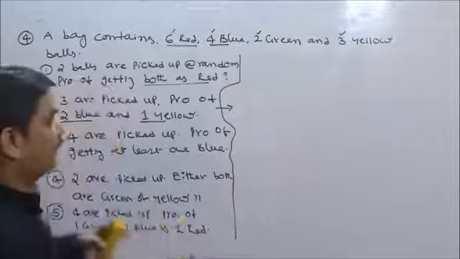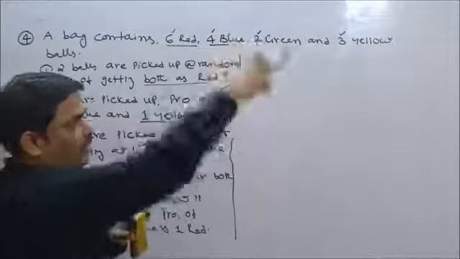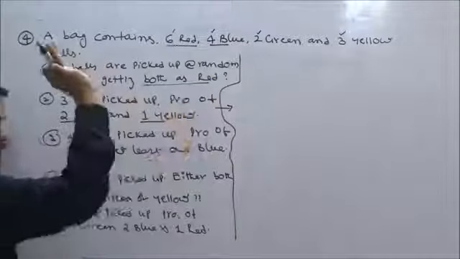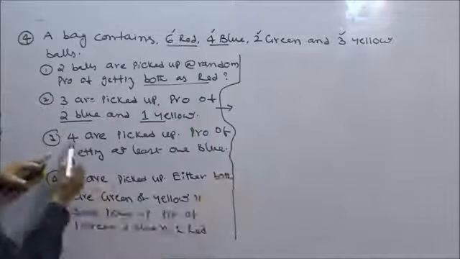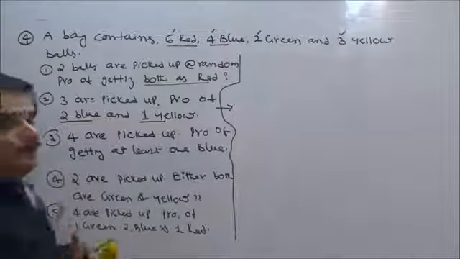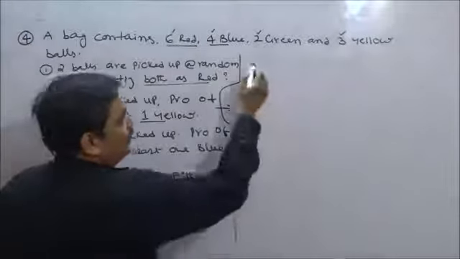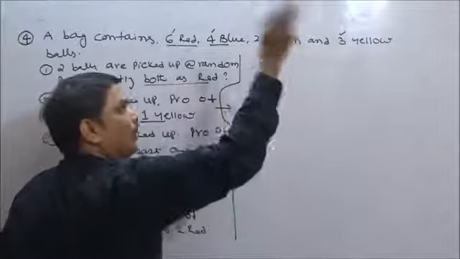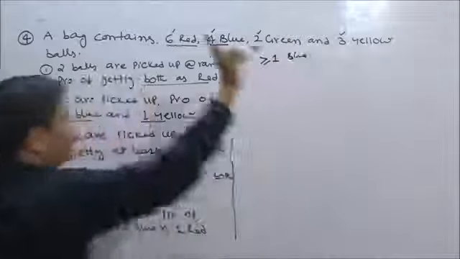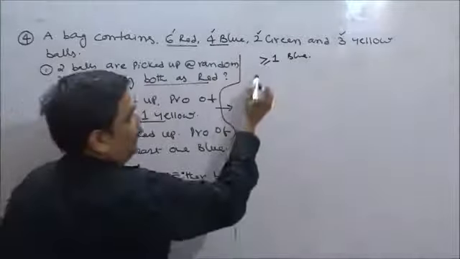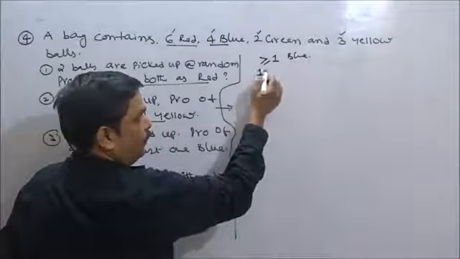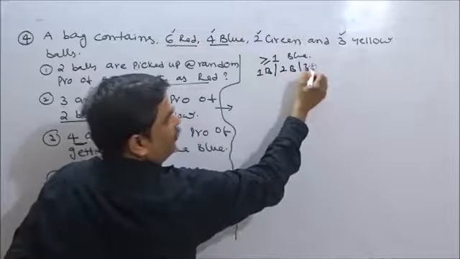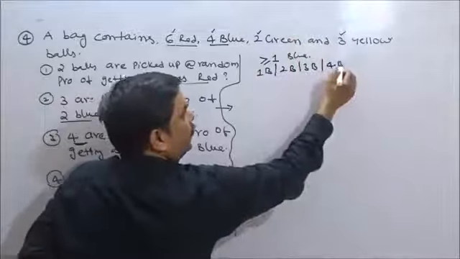What is the conventional way for this one? Just in a nutshell we will go. We need not take the values. Simple, an overall idea I will give you. The conventional way, the comprehensive method, the detailed method: 4 are picked up, probability of getting at least 1 blue. At least 1 blue means 1 or more than 1 should be blue, greater than or equal to 1 blue. Out of the 4, it can be 1 blue, or it can be 2 blue or 3 blue, or out of 4, all 4 can be blue, right?